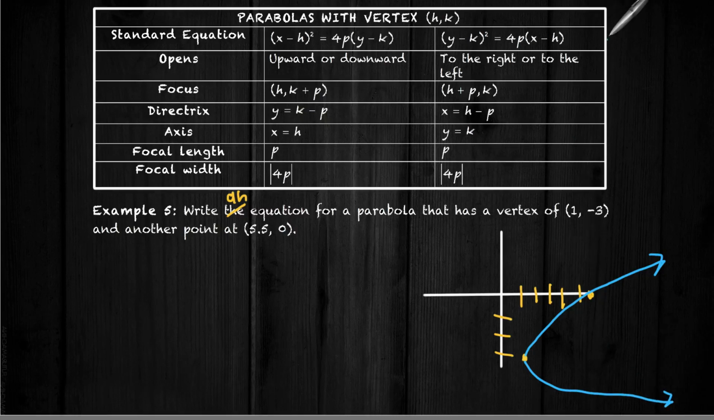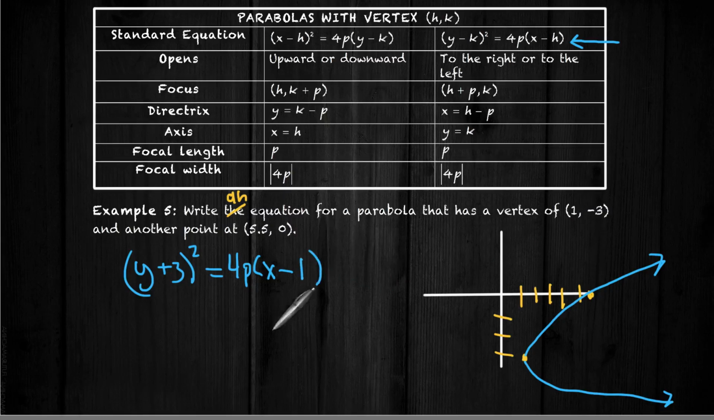And so I'm going to use this equation right here. So it's y minus k, and k is the y coordinate of the center. So that's going to be y plus 3 squared equals 4p. P is the letter we don't know here. And then it's x minus h. H is the x-coordinate of the vertex. I said center, so I meant to say vertex. And now we're going to plug in the other point they give us, 5.5 comma 0 for x and y. So 0 goes here for the y.